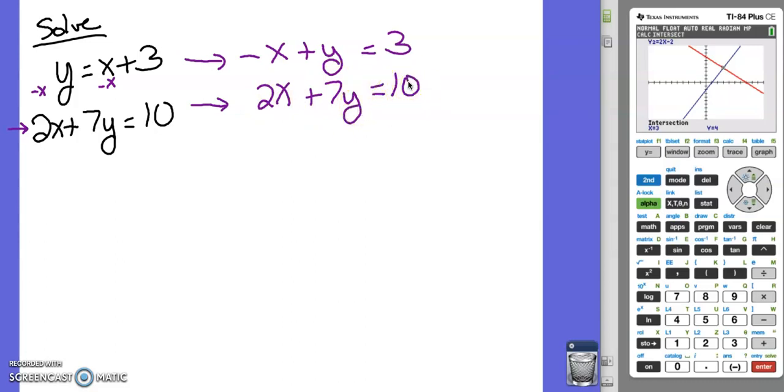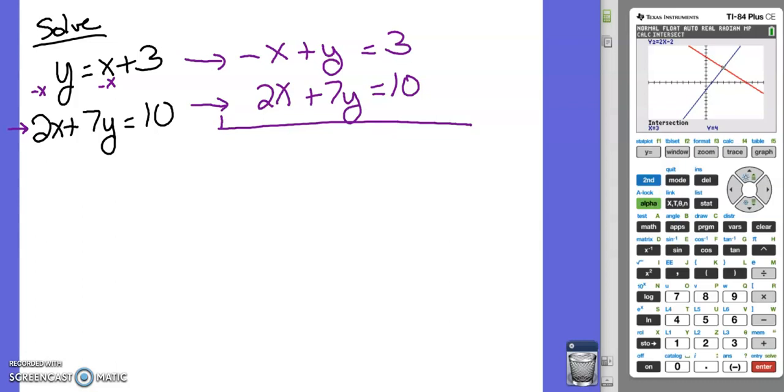Now, something I want you to notice, if I started adding right now, if I add the x's and add the y's, does anything eliminate? Well, no, it does not. And so sometimes when you get to the elimination method, you're like, wait a minute, nothing eliminates. Well, what do I do? Well, I do want to eliminate them.